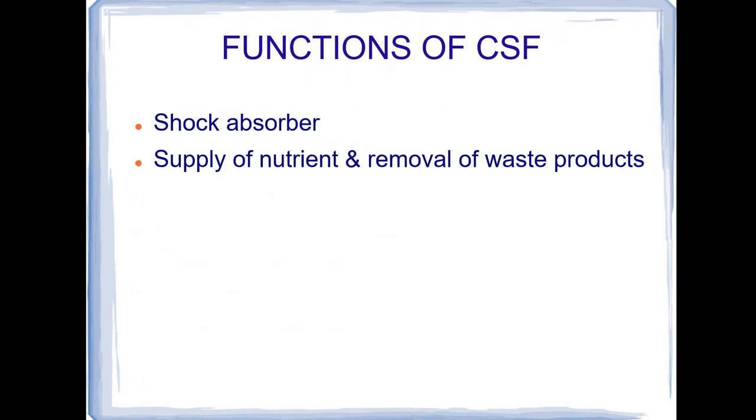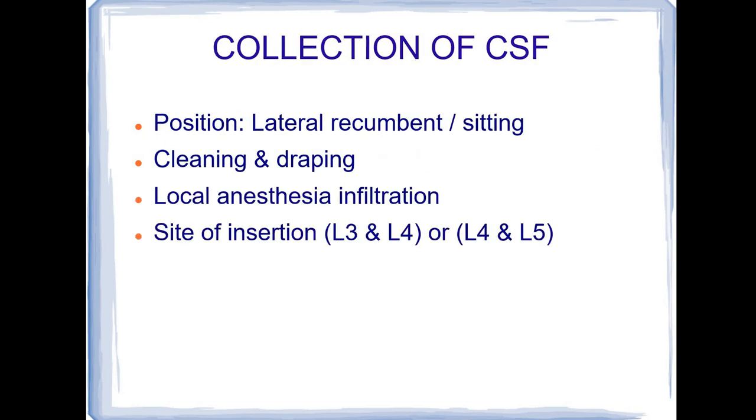Now, as I already mentioned, the function of CSF is that it acts as a shock absorber. It supplies nutrients and removes the waste products from the brain and the spinal cord. So now we have seen how it is formed, how it is absorbed, and what its function is. Now, how do we collect the CSF?